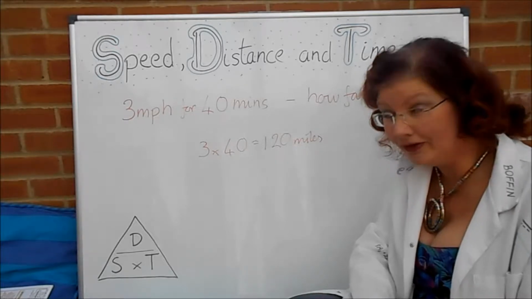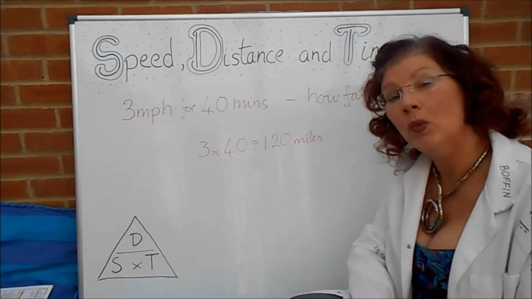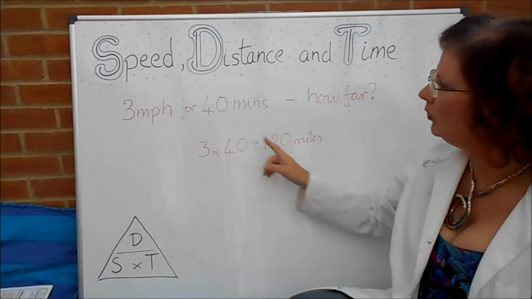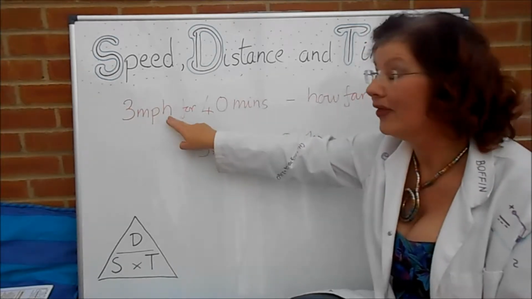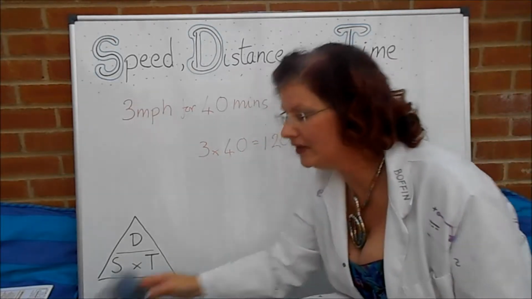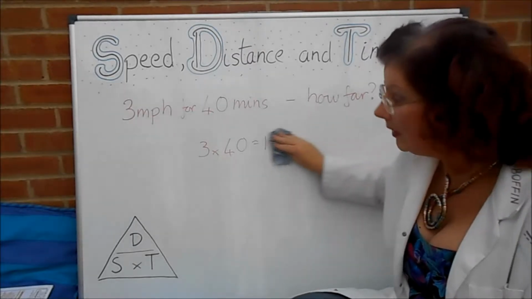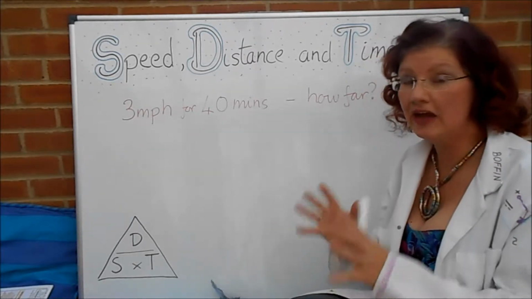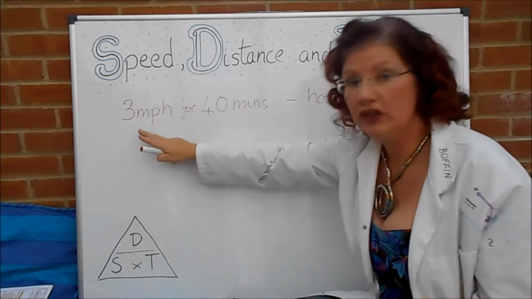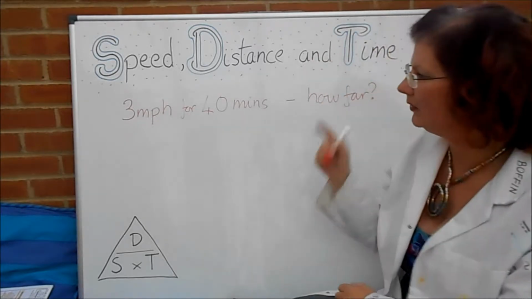Really? 120 miles? I don't think so. What's the problem? Hopefully you've spotted it. Although miles is correct, that says hours, and that's in minutes, so you can't do that, and it clearly gives the wrong answer. However good you are, you can't walk 120 miles in 40 minutes. We need to have the units matching. If the speed is in miles per hour, then the units of distance must be in miles and the units of time must be in hours.